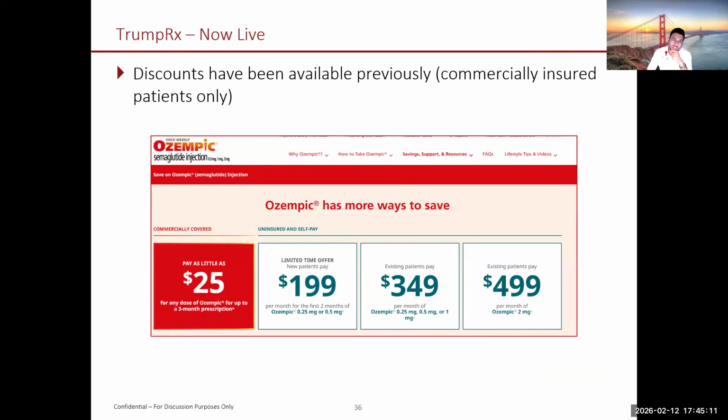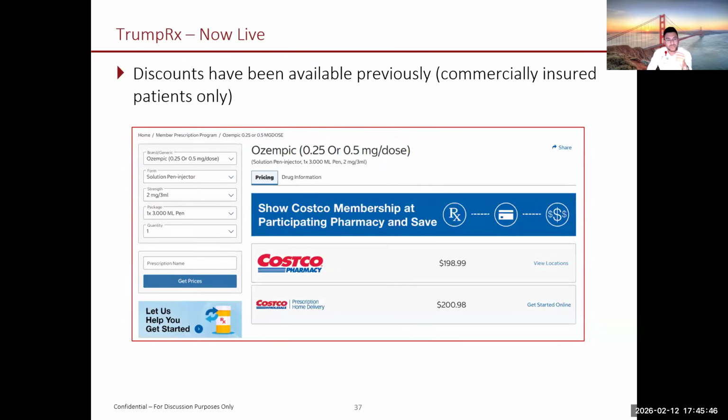The other thing I want to point out about this is the discounts they're offering are available and have been available on manufacturer websites. So although we're focused on Medicare today, if you're someone that doesn't have Medicare yet, or just wondering how things work outside of Medicare, most plans cover Ozempic on some level. If they don't, you could visit Trump RX, but those same discounts have been available through just Ozempic's website, and that's what I'm showing here. So you see here they're offering a $200 cash price for the low dose. Same here at Costco, and that's exactly what Trump RX is offering.